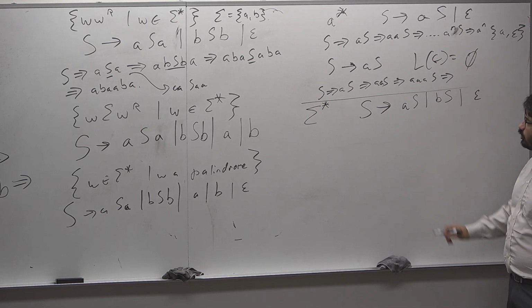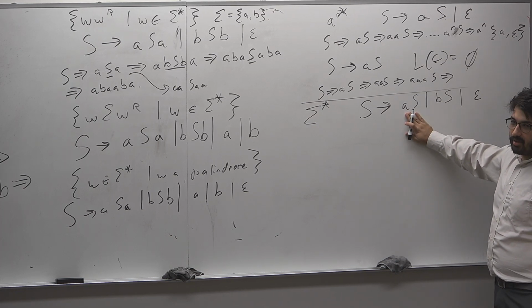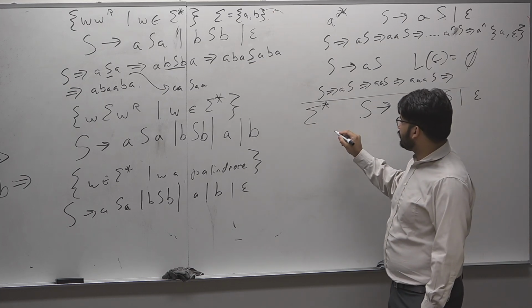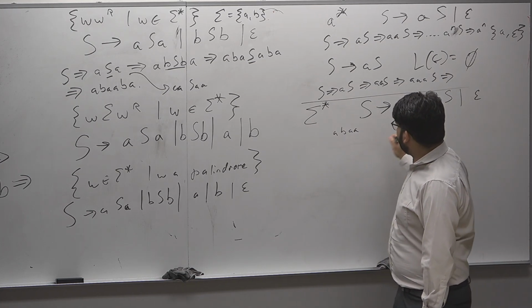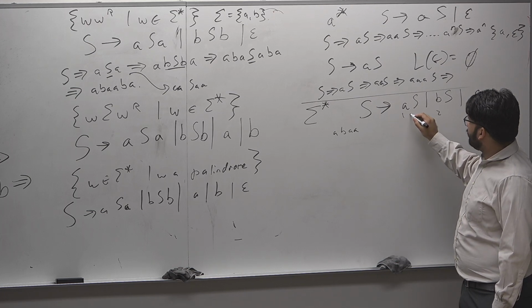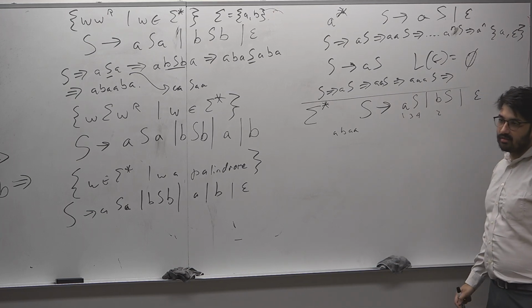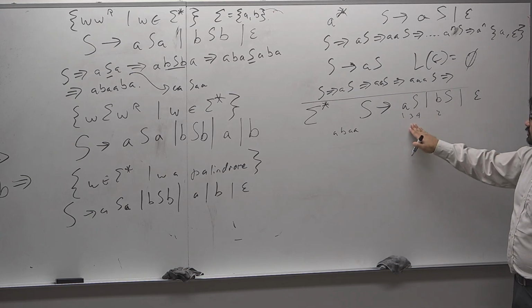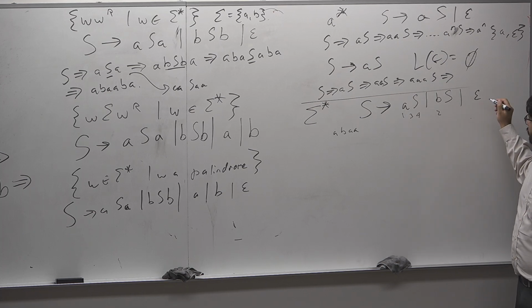And in fact, your word is the applications of production. So let's say you wanted to produce A, B, A, A. You would do this one, and then this one in that order, right? This production, this production, this production, this production, then that one. That'll produce to you sigma star.